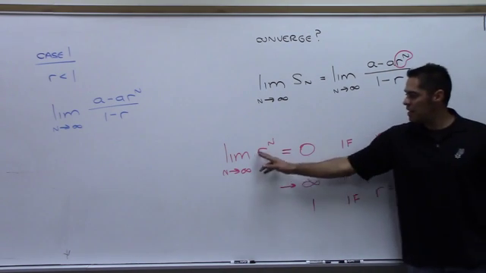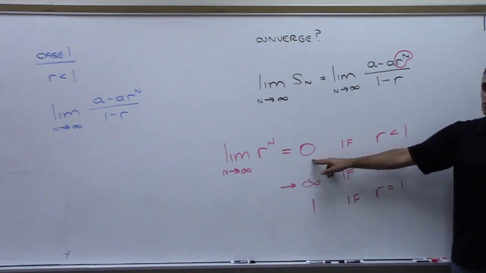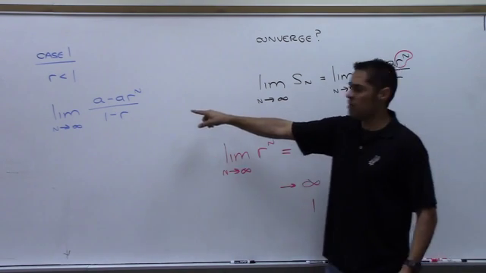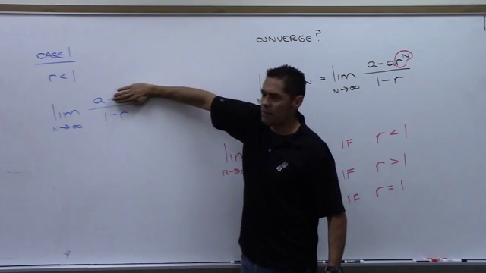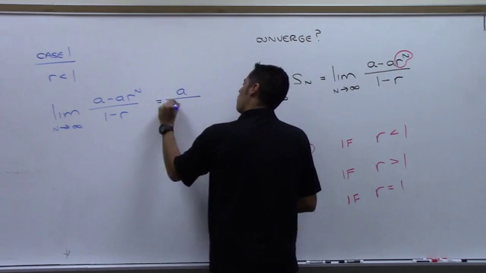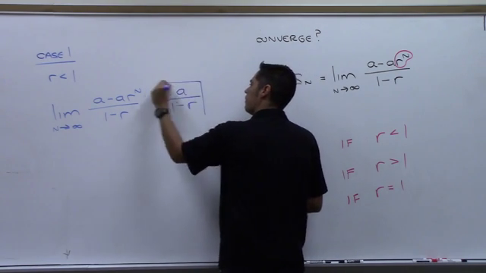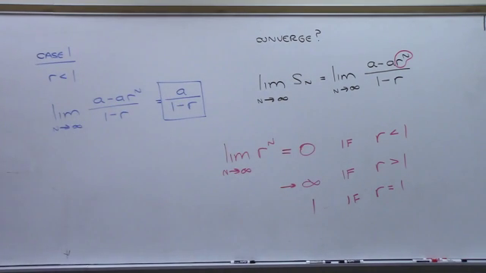So where is r to the n going to go if r is less than 1? 0. It's going to go to 0. So I want you to zero out the r to the n here, which kills off this term and leaves you with a over 1 minus r. That's what happens if r is less than 1.